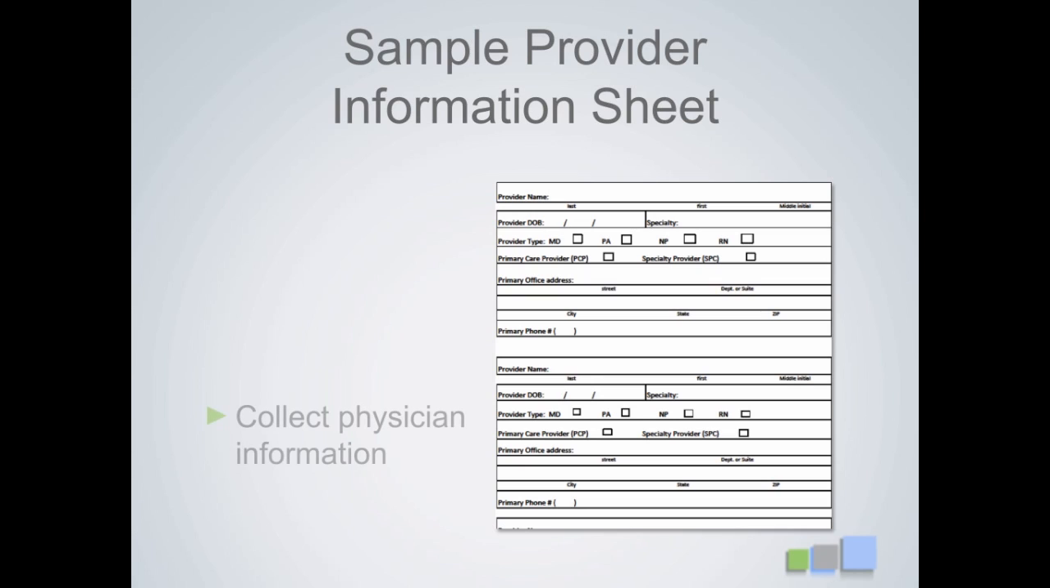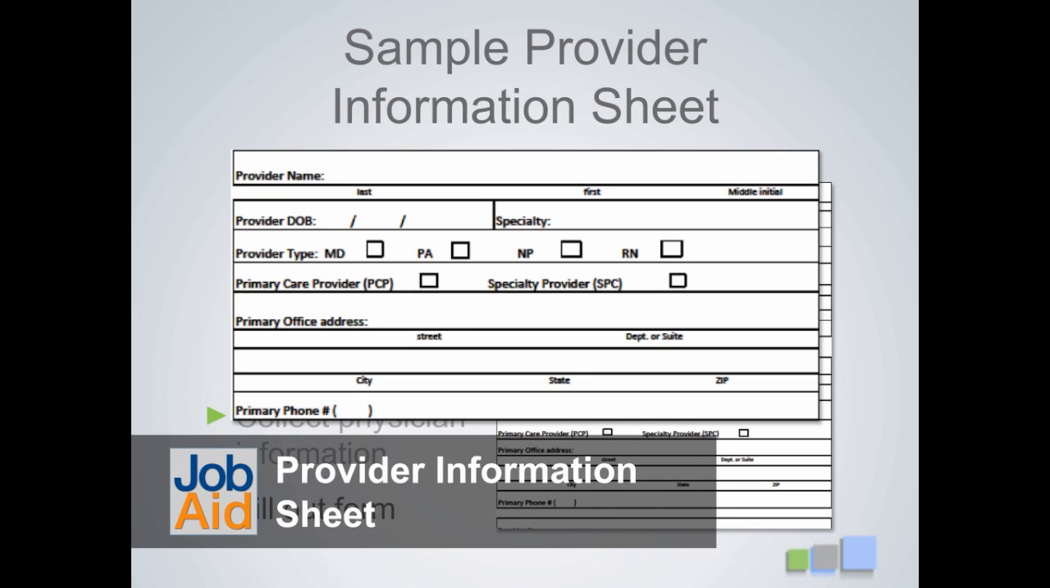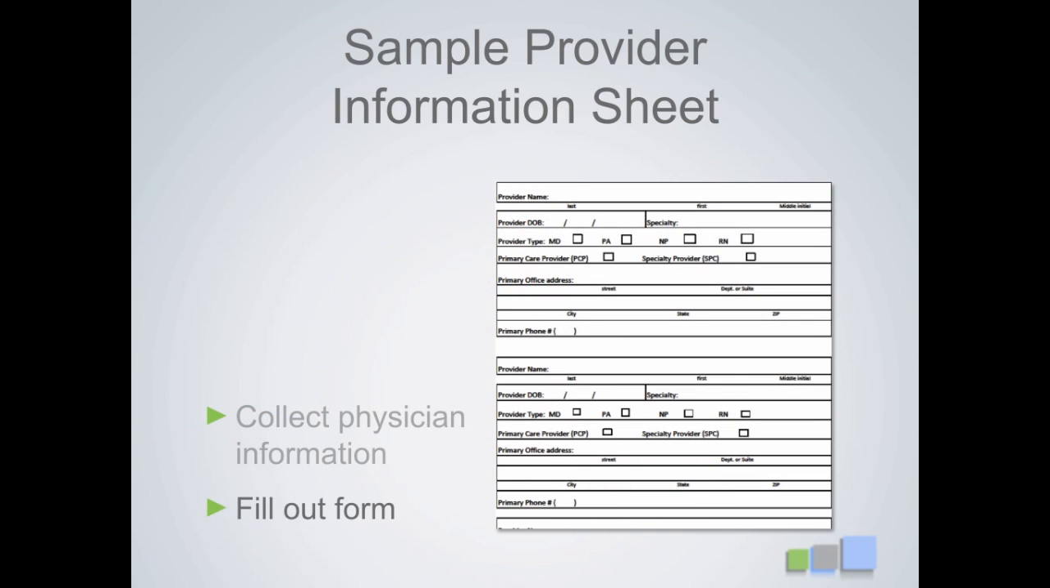Using the information you collect from each of your clinic's practitioners, use a template form like this one to summarize the information in one place. You can refer to the downloadable job aid, provider information sheet, for a sample copy. Having this information ready will help you save time as you move to the next step, contacting an insurance company.